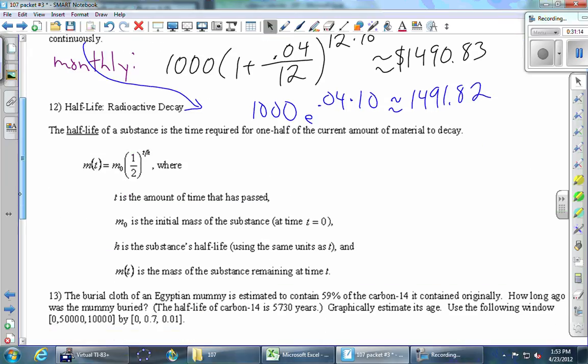All right, let's take a look at stuff not growing but shrinking. We'll go to Joe for 12.